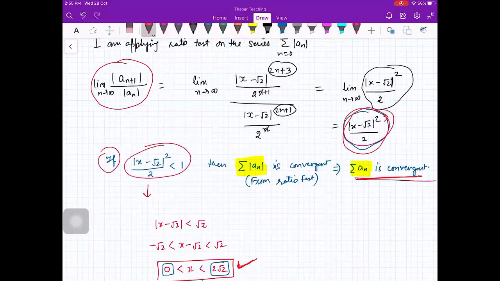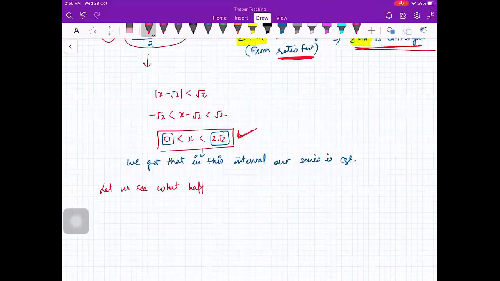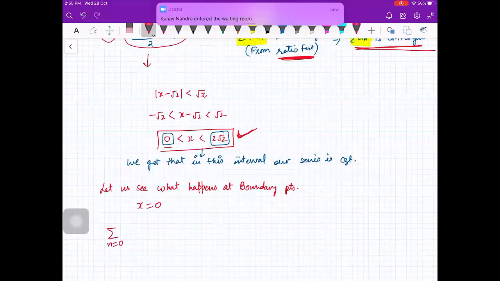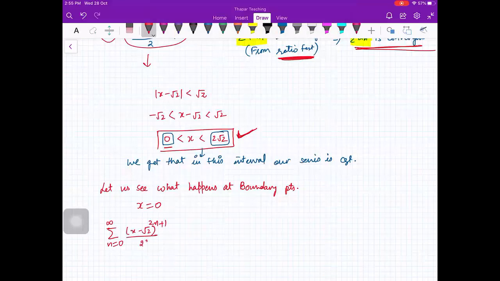So now let us see what happens at boundary points. The boundary points are x equal to 0. Put x equal to 0 in your series. Your series is n from 0 to infinity x minus root 2 raised to power 2n plus 1 upon 2 raised to power n. When you put x equal to 0, your series becomes n from 0 to infinity minus root 2 raised to power 2n plus 1 upon 2 raised to power n.